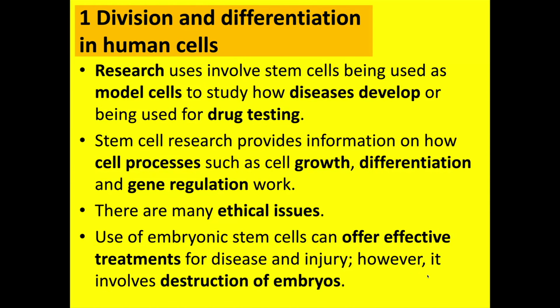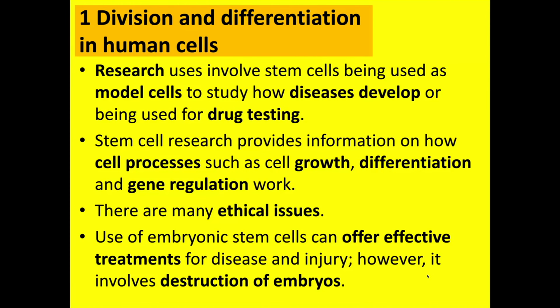And for example, if you want to study a degenerative disease, you can program those model cells to replicate what happens in those diseases, and we can see exactly what's happening inside the cell in a lab in the way that you couldn't if that disease cell was inside a human, of course. Stem cell research provides not just the model cells, but also information on how cell processes, such as cell growth, work. Learning about how cells grow is so important, especially for conditions like cancer, for example.